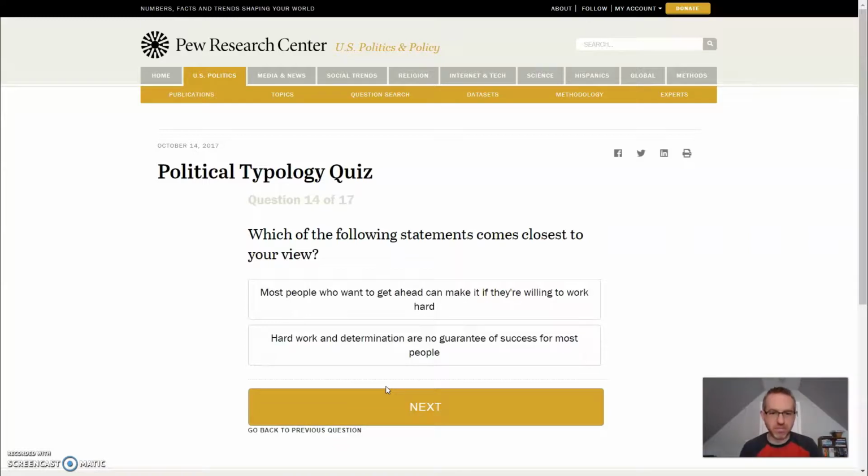Do you believe that most people who want to get ahead can make it if they're willing to work hard? So if you're poor, you work really hard, you can end up middle class or rich. Okay, that would be the top one. Or would you say hard work and determination are no guarantee of success for most people? Okay, so in other words, this says, look, there are a lot of people who are poor and still aren't able to get into the middle class because maybe the system's stacked against them. All right, you choose whichever one you believe is best.